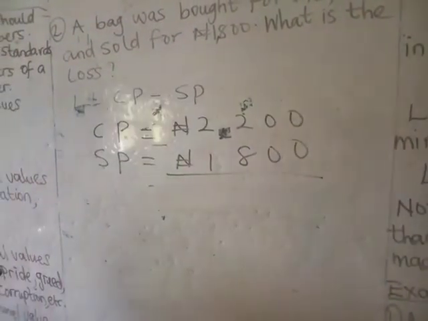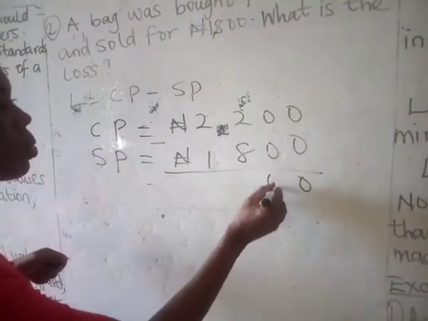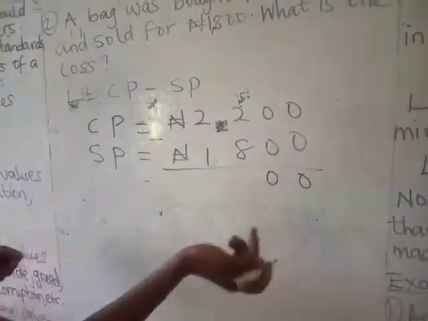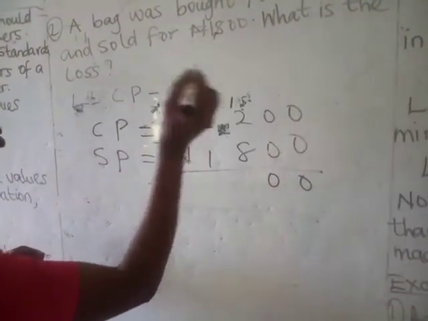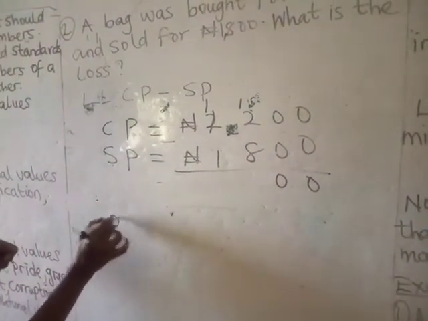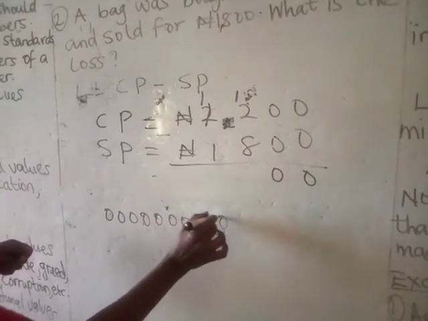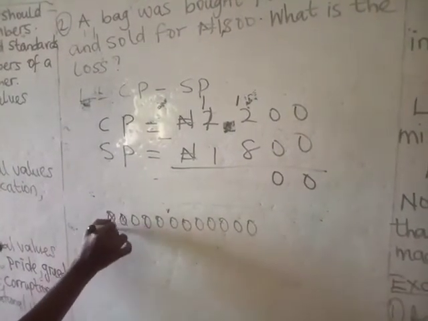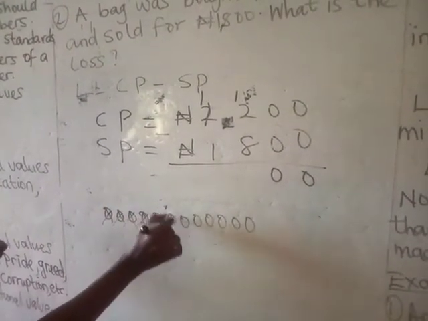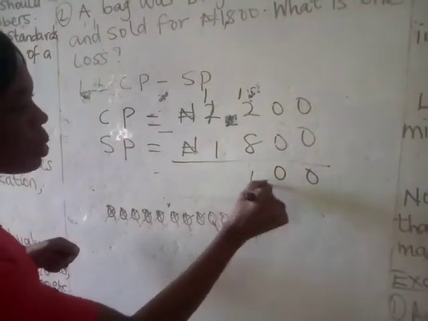And rule our line to calculate. 0 take away 0 is 0. 0 take away 0 is 0. 2 take away 8 is impossible. What do we do? We cross out this, it becomes 1. We take this one, which represents 10. 10 plus 2 is 12. So now we count our 12, 1 to 12. Take away 8. We count the remaining: 1, 2, 3, 4. So our answer is 4.